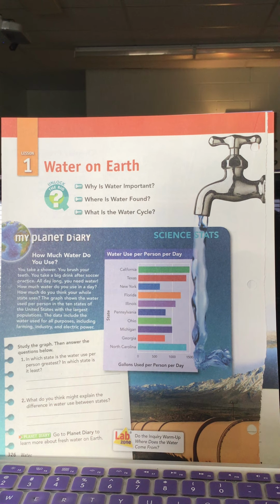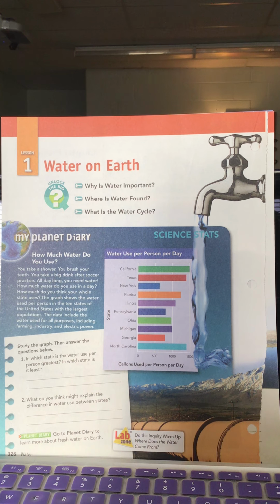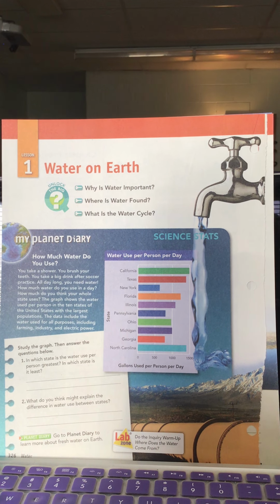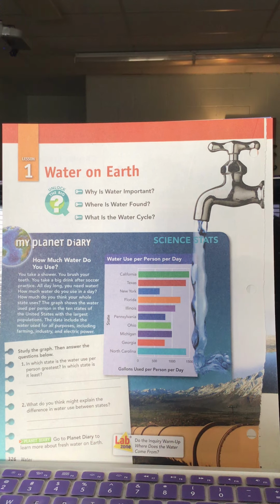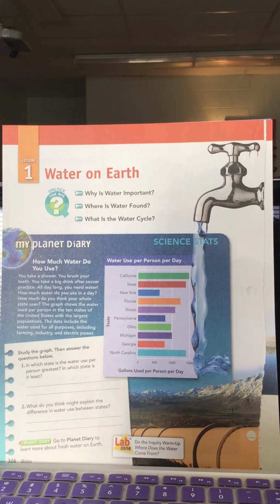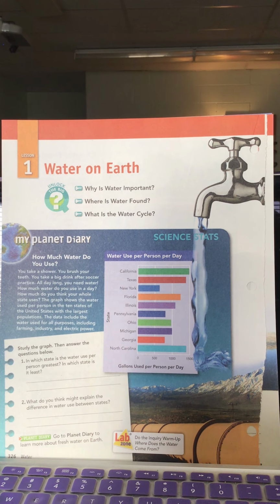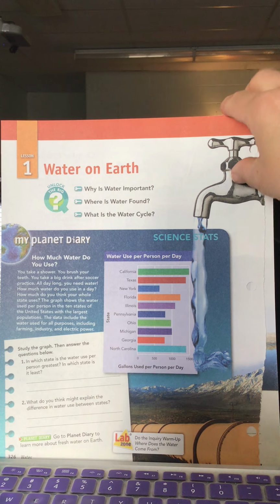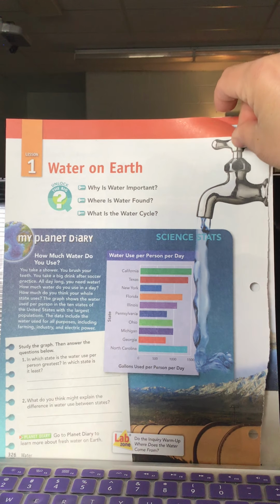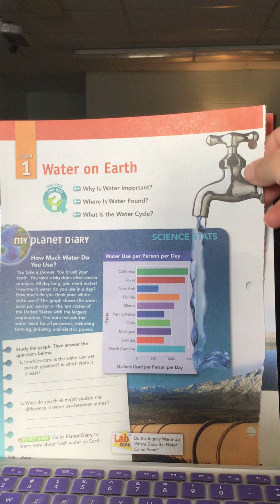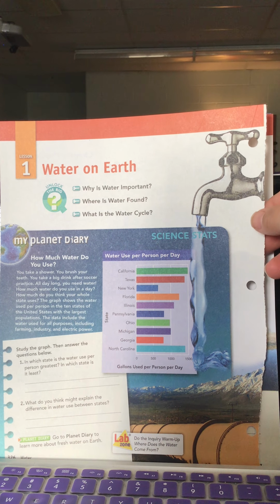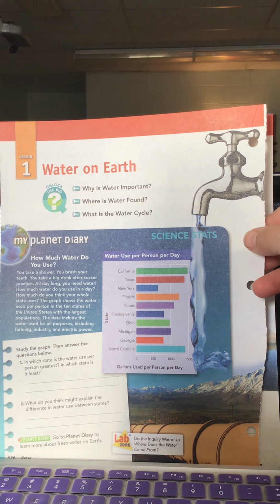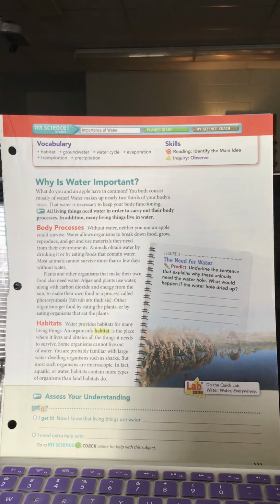The graph shows the water used per person in the 10 states of the United States with the largest populations. The data includes water used for all purposes, including farming, industry, and electric power. That's a lot. Michigan uses a lot. We're on there because we have a big population. So is California, Texas, and North Carolina. Florida's on there. We use a lot of water.